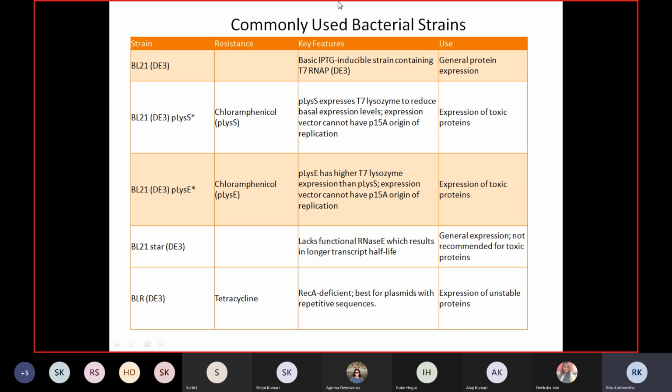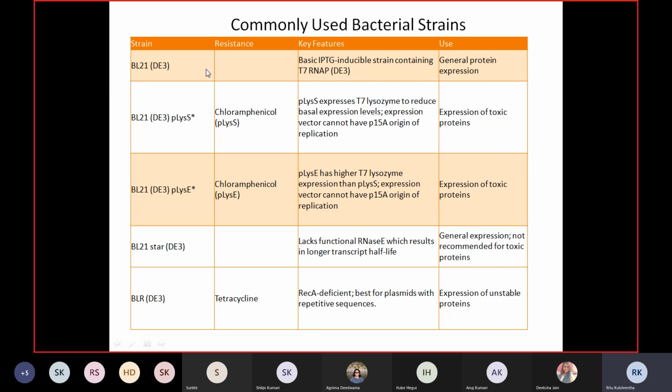Now, because you are introducing a T7 promoter in your plasmid vector, and because E. coli is a bacterium and the T7 promoter belongs to a bacteriophage, the T7 promoter will not be recognized by E. coli RNA polymerase. If E. coli RNA polymerase is not able to recognize the T7 promoter, then transcription will not take place. So they have engineered the bacterial strain in such a way that it expresses the T7 RNA polymerase.